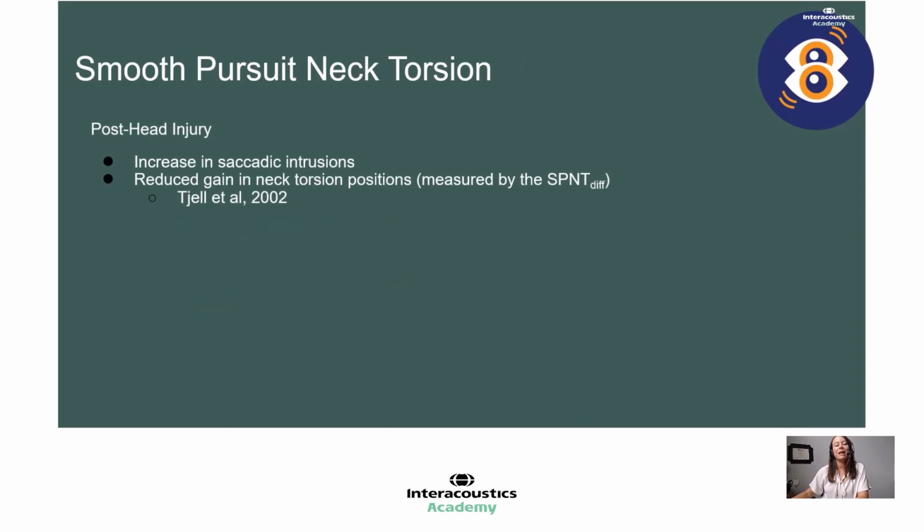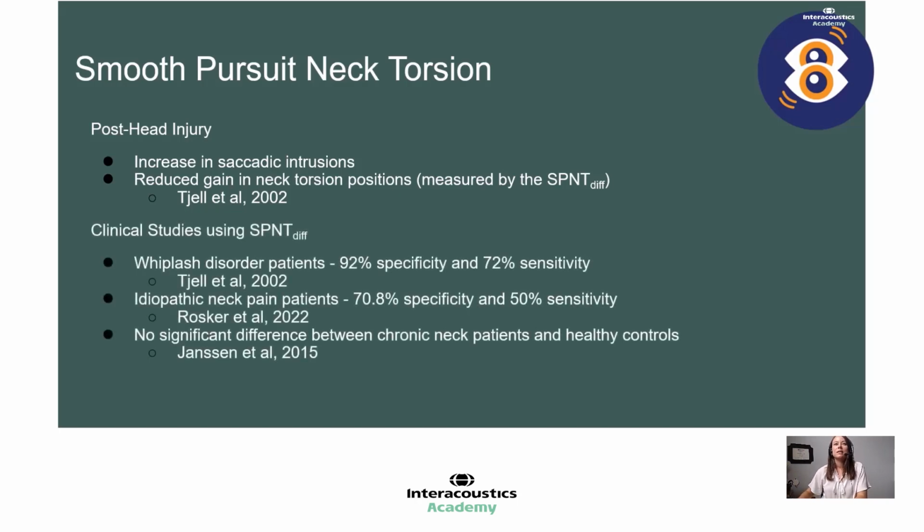What you'll see in their smooth pursuit findings, when they are in neck extended positions, is an increase in saccadic intrusions. So their eyes start to get a lot jumpier as they're trying to follow the target, or maybe they have reduced gain where they can't even follow the target as well. There's also been, I'd say, more information coming out in whiplash and idiopathic neck pain patients that has shown that the smooth pursuit neck torsion difference between neutral and extended actually has pretty darn good sensitivity and specificity for identifying those whiplash and idiopathic neck pain patients.